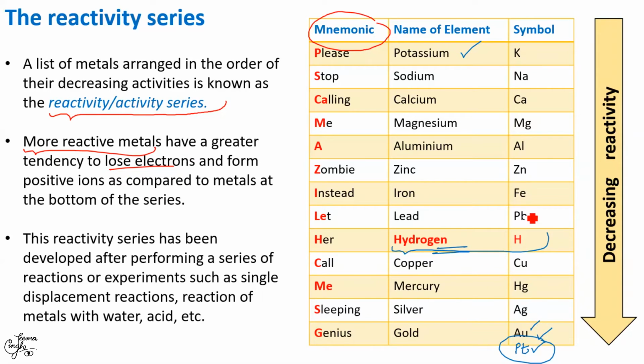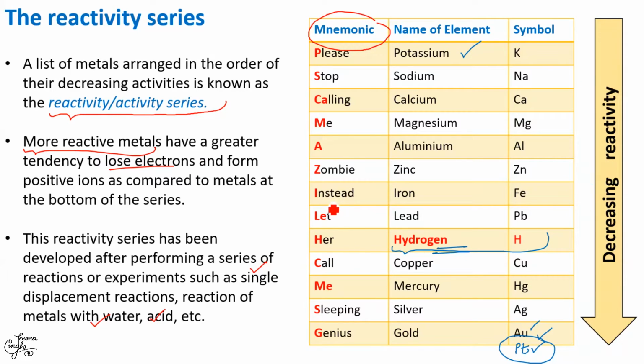This reactivity series has been developed after performing a series of reactions or experiments such as single displacement reaction, reaction of metals with water, acid, etc. So if we know the series, we can predict the various reactions of metals such as these. As we will study different chemical reactions of metals in this and subsequent videos, we'll keep this list handy for use. In fact, I would suggest you pause this video for some time and try to memorize this series.